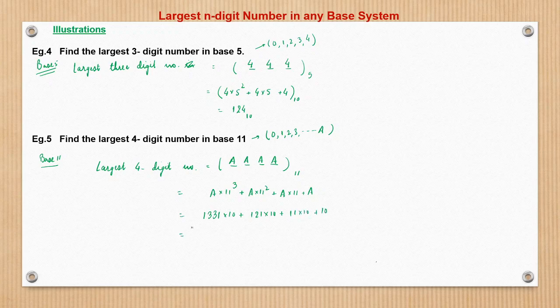If we add this, this becomes 13310 plus 1210 plus 110 plus 10. So this is nothing but 1210 plus 110, 1320, plus 10 is 1330. 1330 added to 13310 becomes 14640. So 14640, right? This is the answer in base 10.